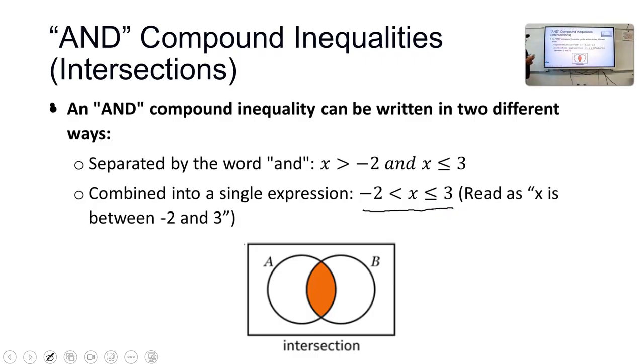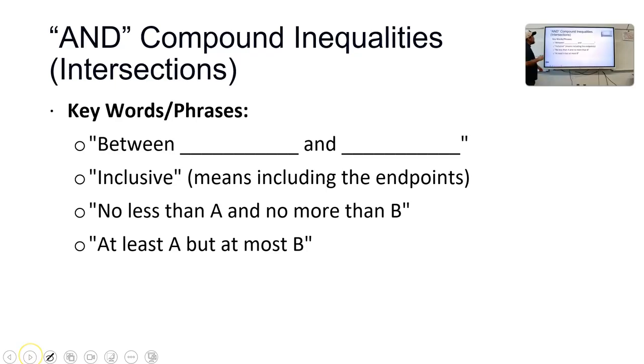X is between -2 and 3 is another way you can read that. Basically it's the overlap. It's like in the Venn diagram, it's the stuff here in the middle. That's the intersection. It's got to be greater than -2, and it's got to be less than or equal to 3. So it's going to be somewhere between those two numbers.